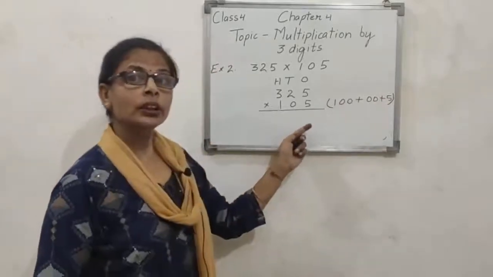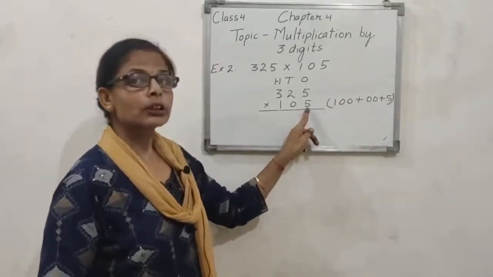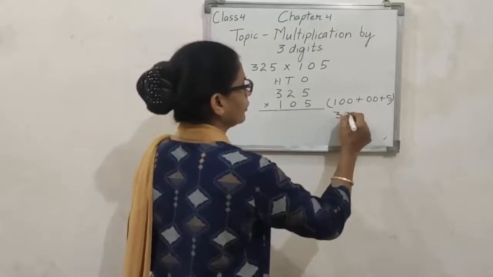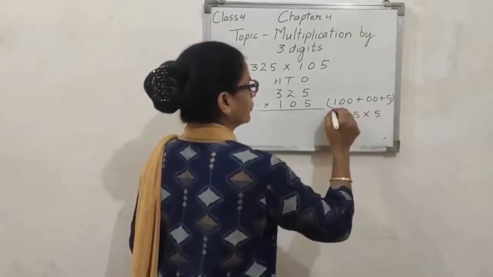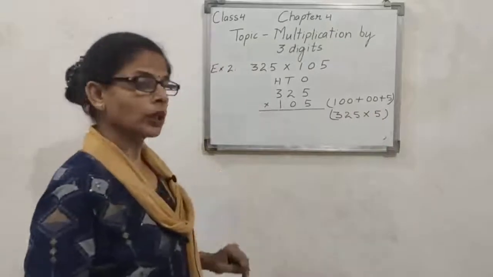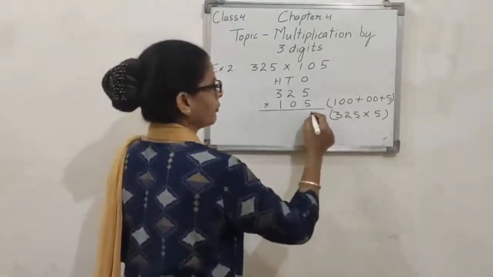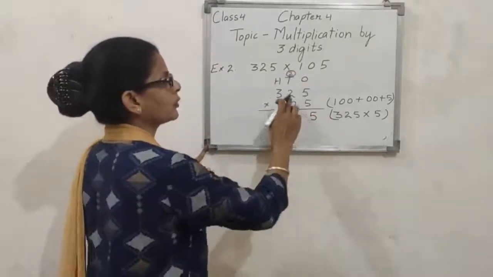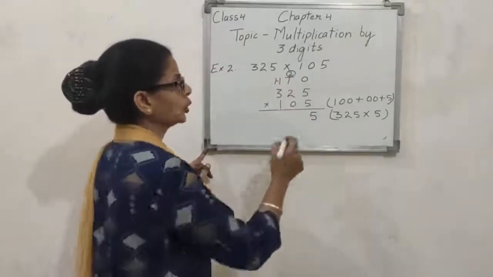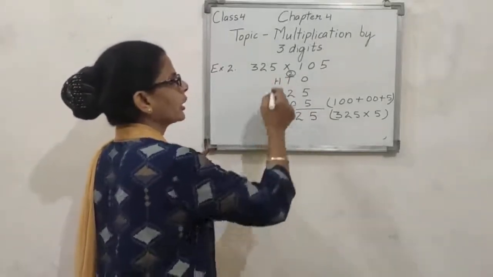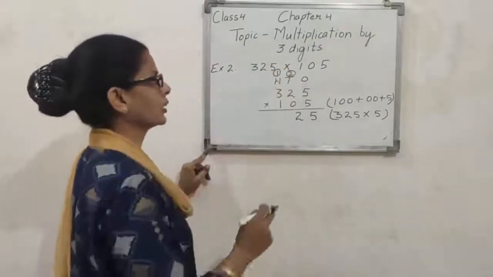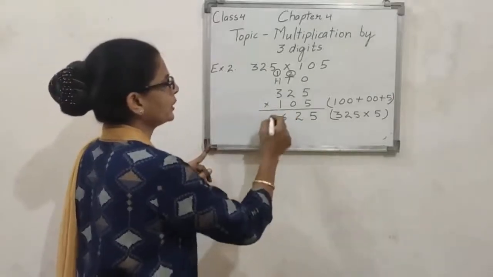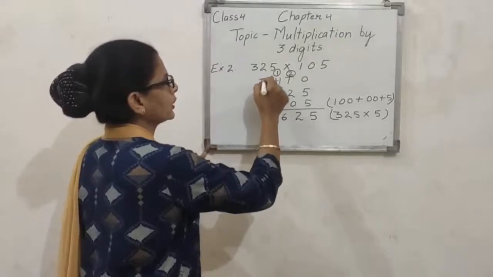Now we have to multiply with the ones place. Correct. What is the ones place? 5. We have to multiply by 5 only. So 325 multiplied by 5. You have to first multiply by the ones place. So 5 fives are 25. 5 will be written on the ones place and 2 will be carried on the tens place. 5 twos are 10. 10 plus 2, 12. 2 will be written on the tens place and 1 will be carried on the hundreds place. 5 threes are 15. 15 plus 1, 16. 6 will be written on the hundreds place and 1 will be written on the thousands place.